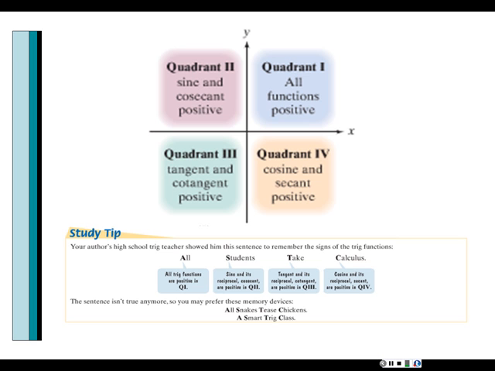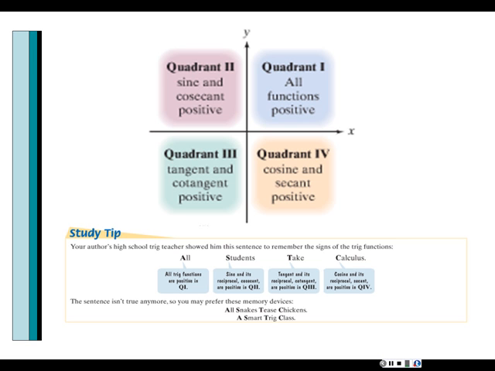So all means first quadrant, all functions are positive. Second quadrant, sine is positive. You see the students, the S. Third quadrant, tangent, and automatically you know that cotangent will be positive. So it's take, and calculus for the cosine in the last quadrant. So sometimes I try to remember all sine tan cos. That's how I remember. But if you want, you can just remember this line, that all students take calculus, so you'll know which quadrant, which one is positive.